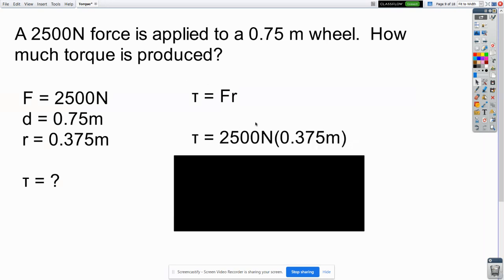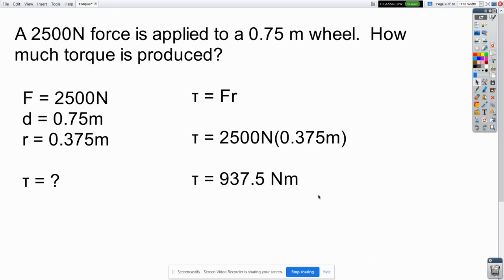The force is 2,500 newtons. The radius is 0.375 meters. Multiply those two numbers together, you get 937.5. And again, the unit is just Newton meters, NM.